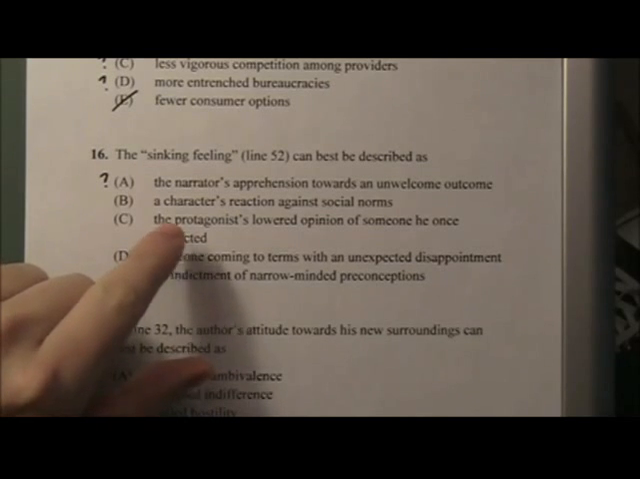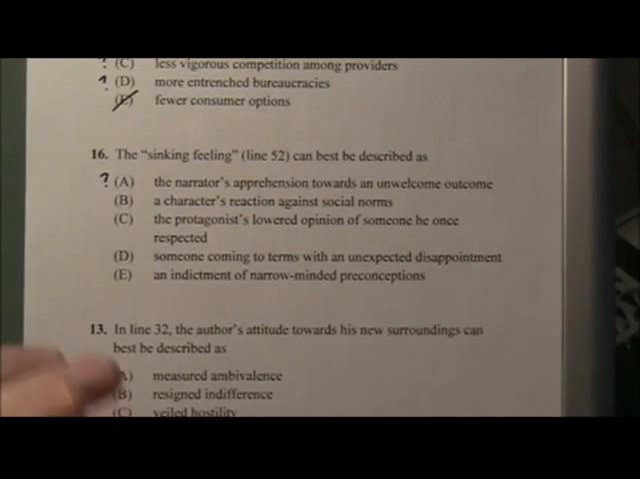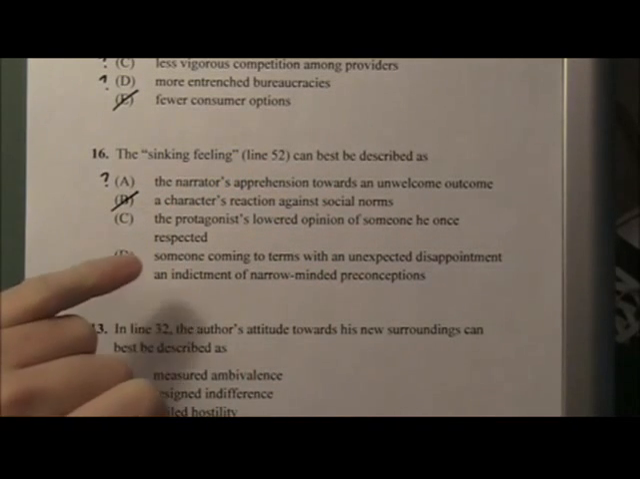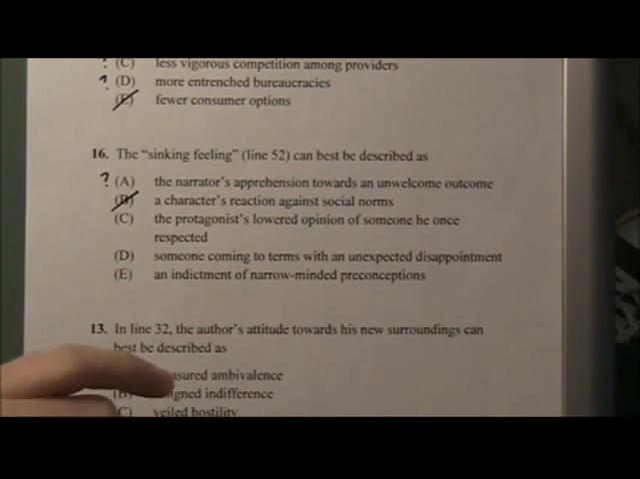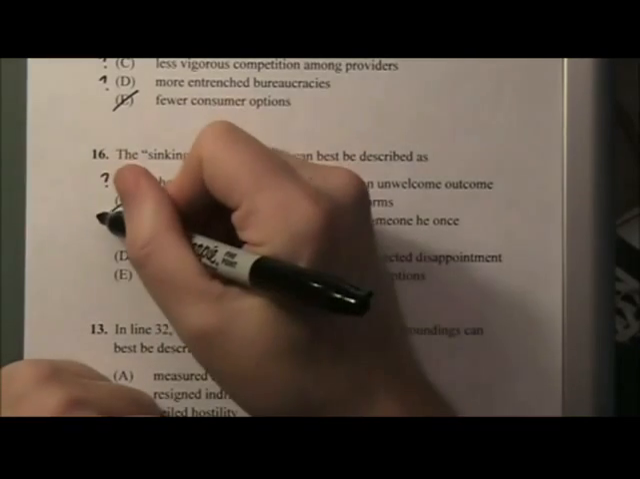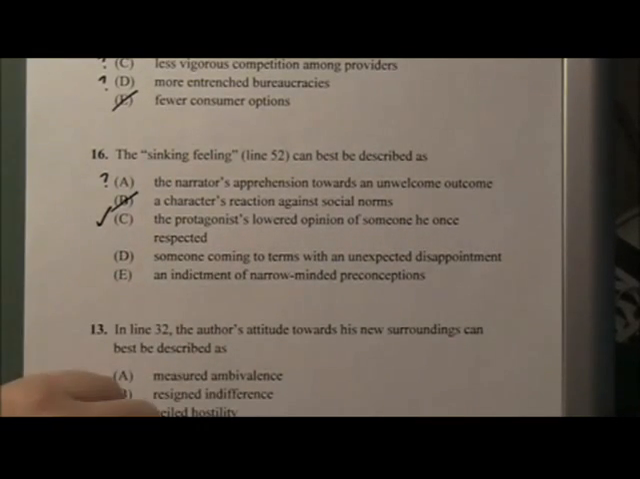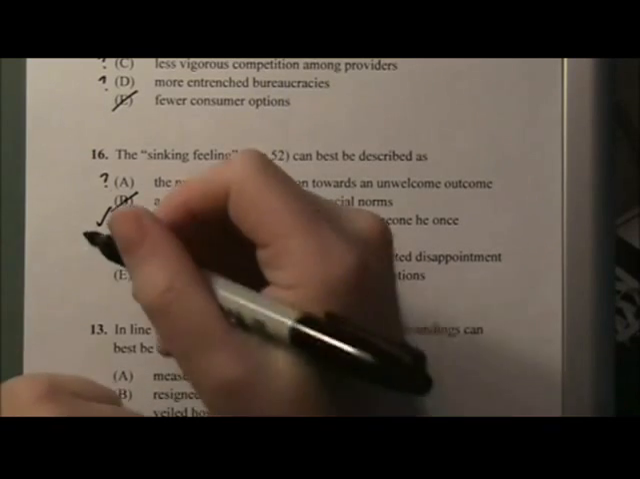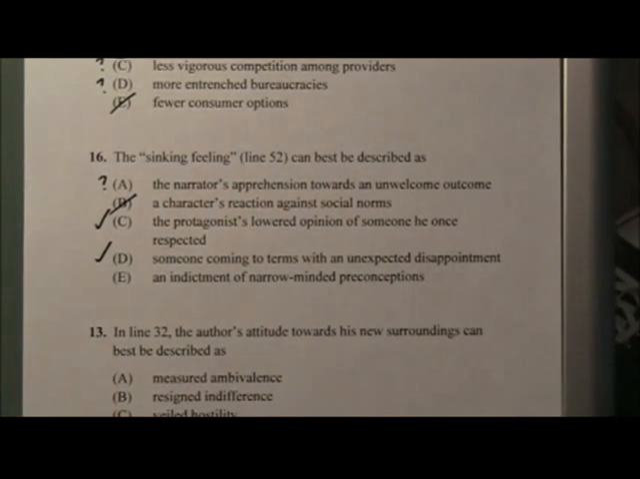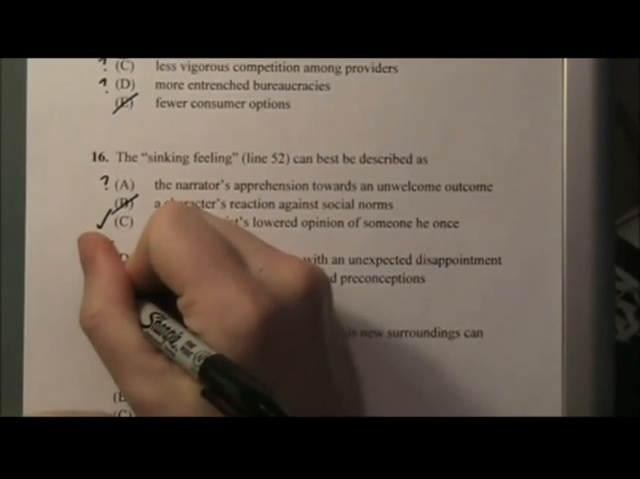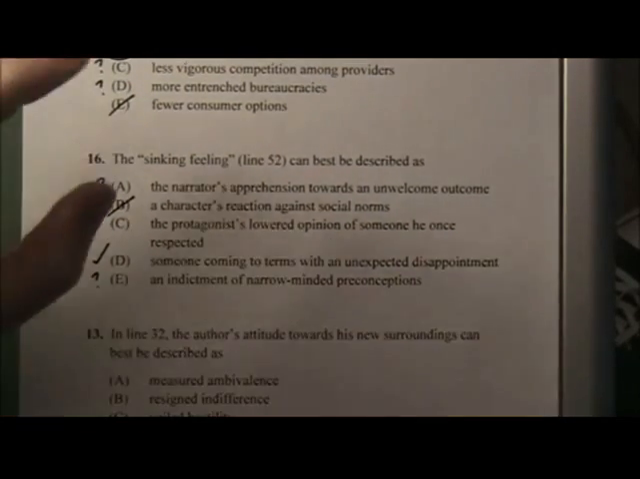Let's look at B, a character's reaction against social norms. That doesn't have anything to do with what we said, so we're going to get rid of that. C, the protagonist's lowered opinion of someone he once respected. That's actually pretty close to what we said, so we're going to put a check mark. And then D, someone coming to terms with an unexpected disappointment. And you go, ooh, that's also really close to what I said. So I'm going to put a check mark there, right? And lastly, an indictment of narrow-minded preconceptions. That is certainly going to be a question mark if you don't know what indictment means, if you don't know what preconceptions means. So you want to make sure that you put a question mark here.